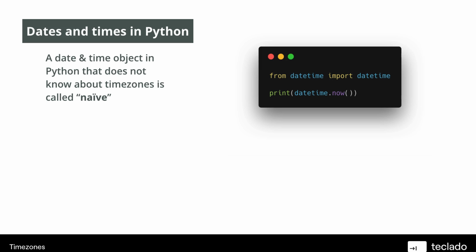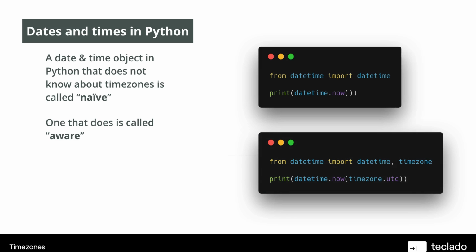Because, for example, if you were to save that into a file or a database, when you come back to it, you won't really know if that was the current time in your computer or the current time in somebody else's computer, and how that relates to the current time in your computer. So you don't know exactly what time it was. One date and time object that does know about time zones is called an aware object, because it is more aware of the world around it. In order to create one, you can do from datetime import datetime and timezone, and you can print datetime.now, but giving it timezone.utc, and that's going to give you the current time in the UTC time zone, which, as I said, is the central time zone.